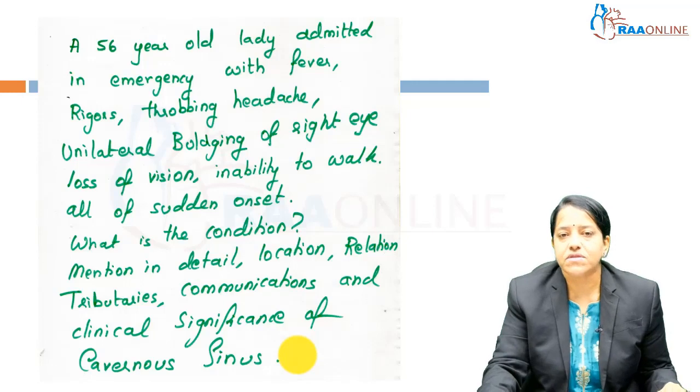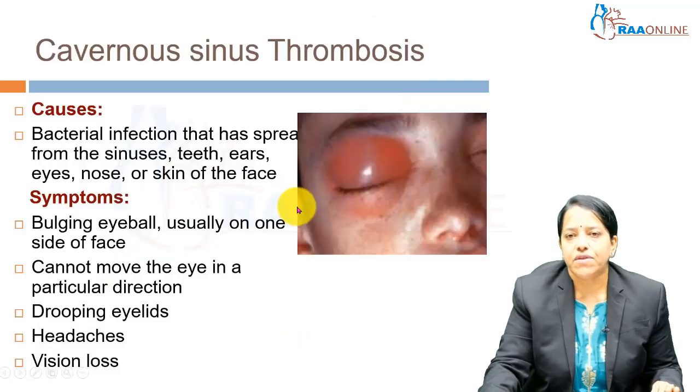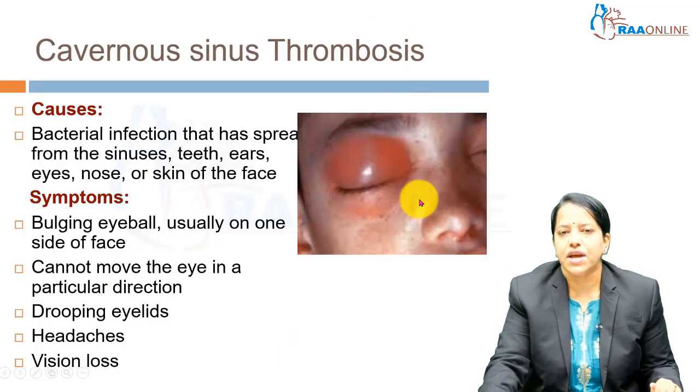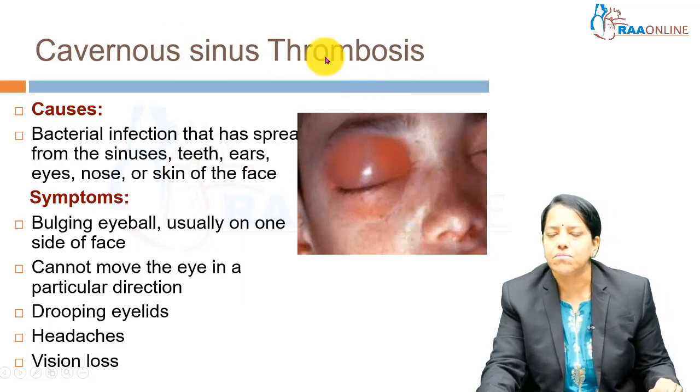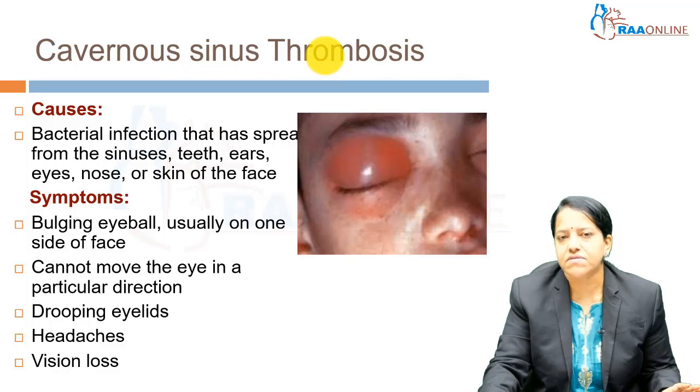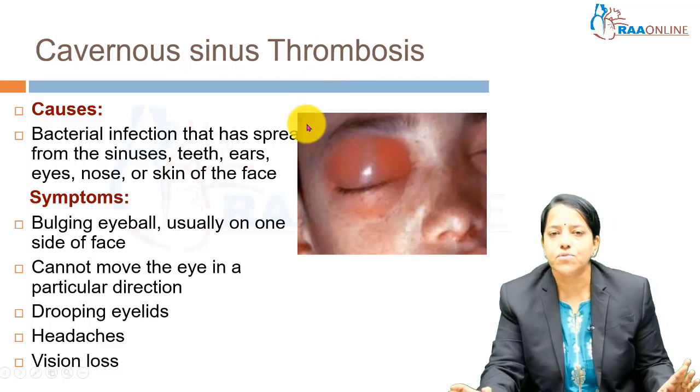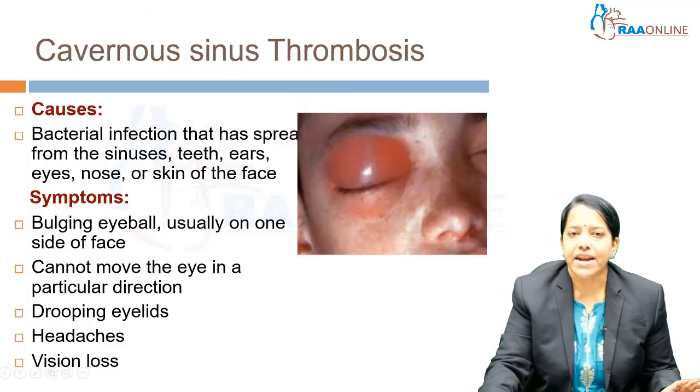Now let's see what is the condition. So when we talk about this condition, this is the condition which is called the cavernous sinus thrombosis. Now, cavernous sinus, we will go into detail of all the dural venous sinuses, but directly you have to write that this is the cavernous venous thrombosis.